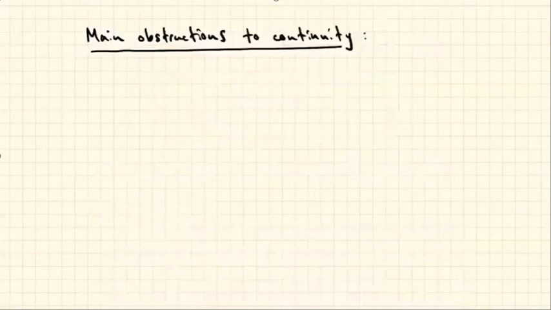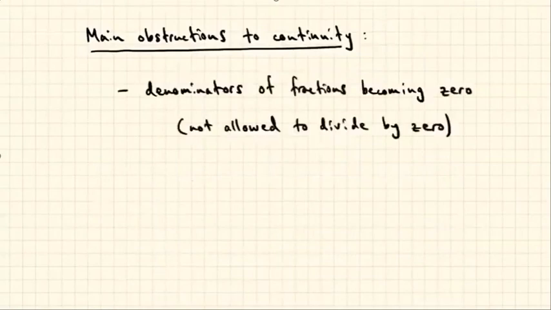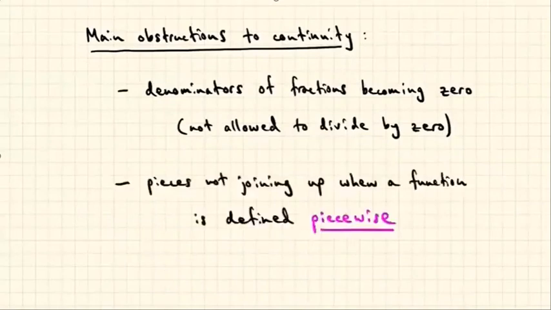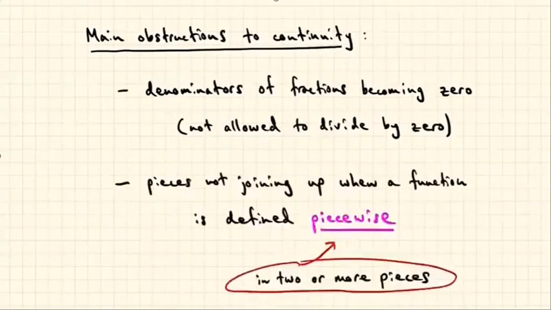There are two main obstructions to continuity in practice. Firstly, we must consider denominators of fractions. We're not allowed to divide by 0, and so we have to avoid values that cause the denominator of a fraction to be 0. The second main problem is when a function is defined piecewise, which means that there are two or more pieces in the description of the rule for the function, leading to two or more pieces of the curve.